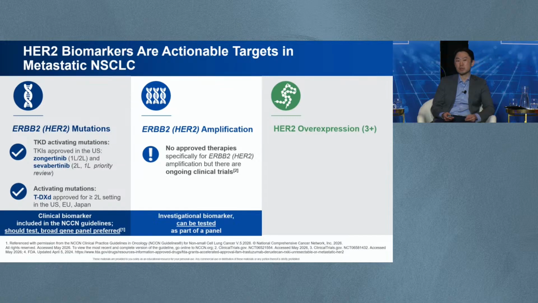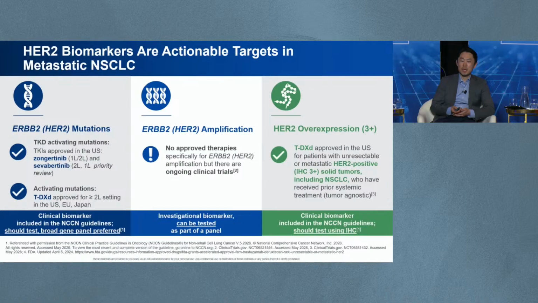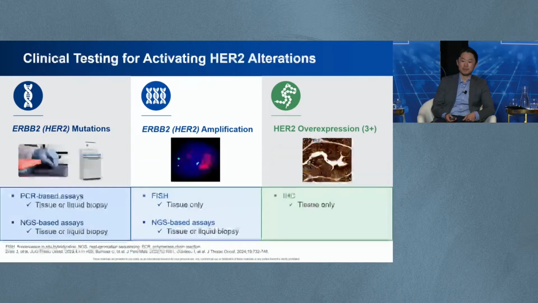And then for HER2 amplification, currently there are actually no approved therapies specifically for the amplification, but there are a lot of ongoing clinical trials. So this is a really exciting space that I'm looking forward to hearing more about in the near future. This is an investigational biomarker, and it can be tested as part of an NGS panel. And then lastly, HER2 overexpression, 3+ in particular. T-DXd was approved in patients with HER2-positive IHC 3+ solid tumors, a pan-tumor indication, including non-small cell lung cancer patients who have progressed in the second-line setting. Similar to HER2 mutations, this is also a clinical biomarker, but in contrast to the mutations, we have to use IHC to test for it.